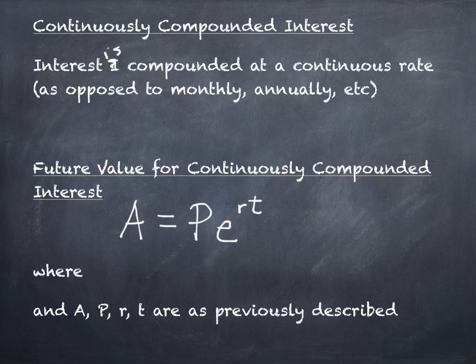All right, so let me tell you what E is. All the other letters are exactly what they were before. E is actually not a letter. I know. It looks like a letter. It isn't. It's actually a mathematical value. It's a number.